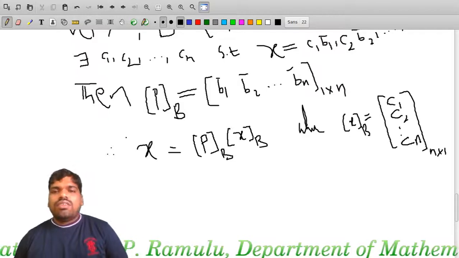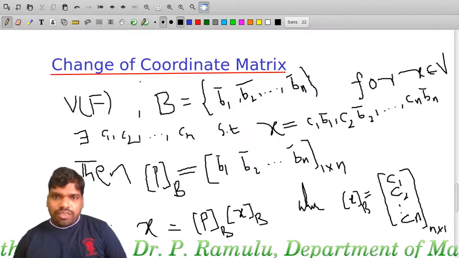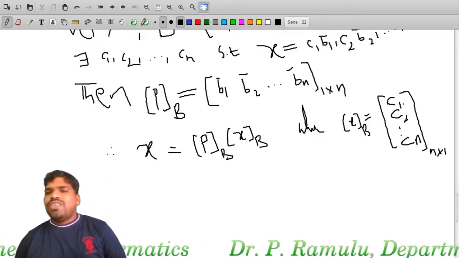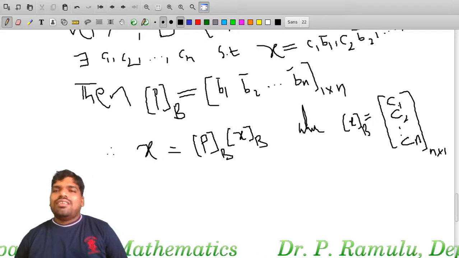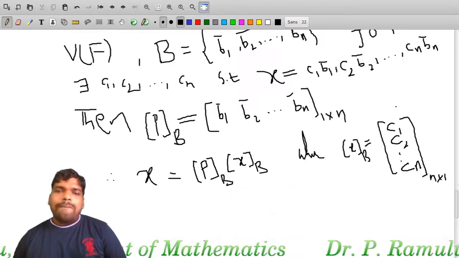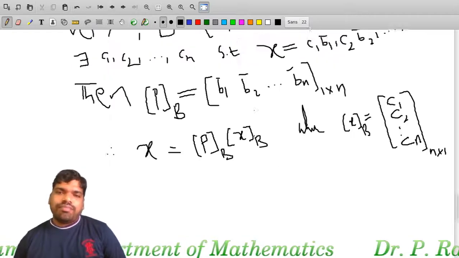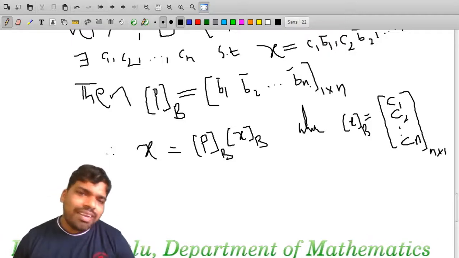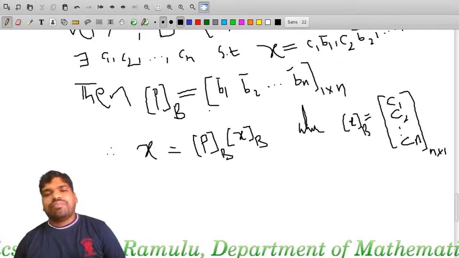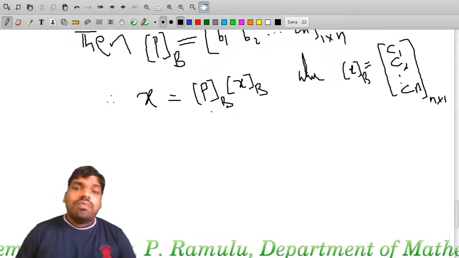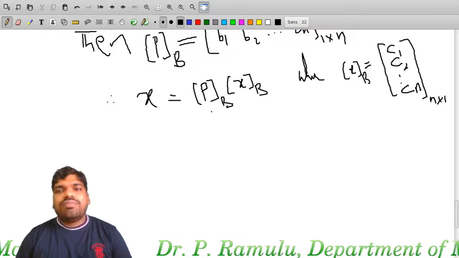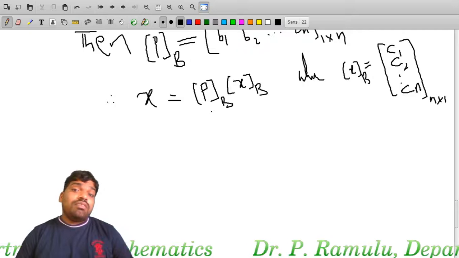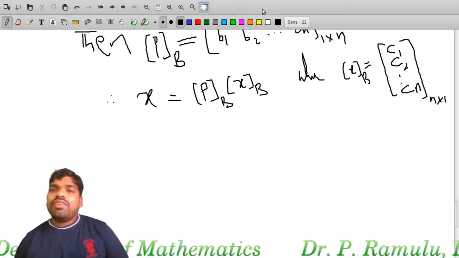Therefore this matrix is called the change of coordinate matrix relative to basis B. This is only the coordinate vector, and this is the change of coordinate matrix. So here our aim is to find the coordinate vector XB. This is what we want to find.